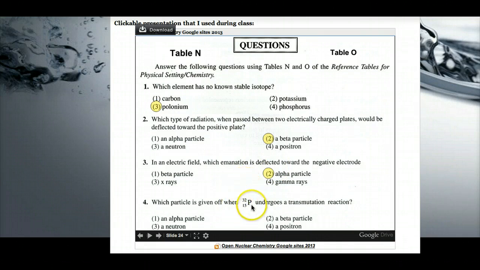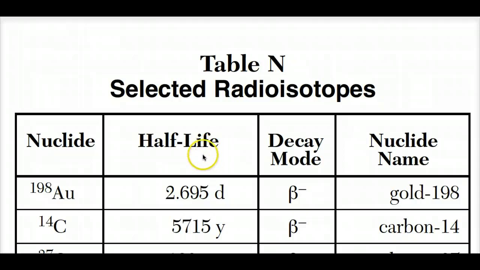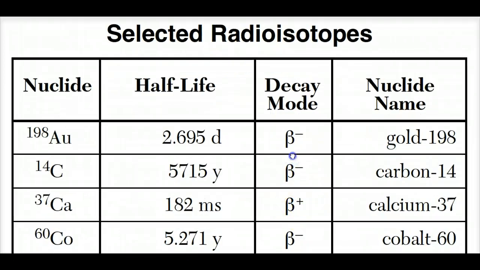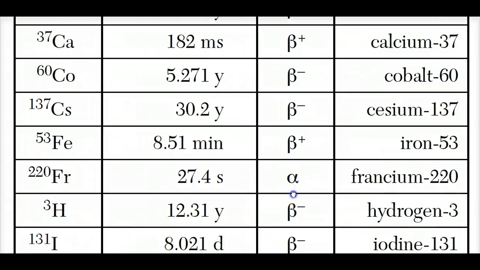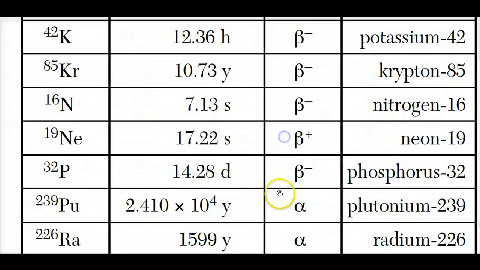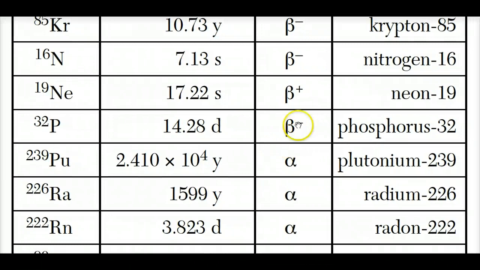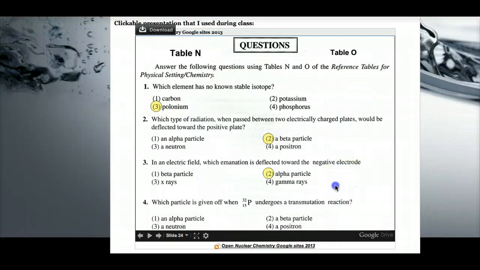Which particle is given off when P-32 undergoes transmutation? I don't know that, but when you go to Table N, and let's do that, Table N is right here, and notice it gives you the selected radioisotopes, because not all isotopes of elements are radioactive, unless you are beyond atomic number 83. Half-life, how much time it takes for half of it to decay into something stable. The decay mode, β negative is a beta particle, β plus is a positron, and of course our alpha symbol. If you don't know that, Table O shows you that. We're looking for P-32 in our question, and look at that, it undergoes beta particle decay, just looking it up. And that's why the beta particle is the answer.